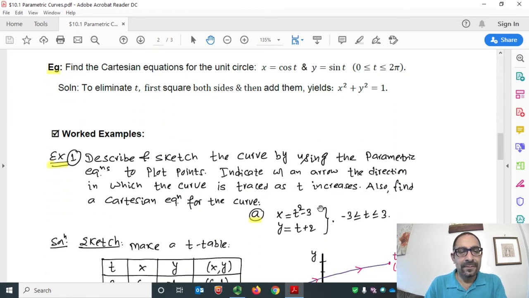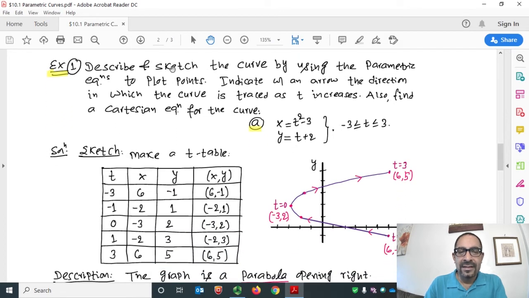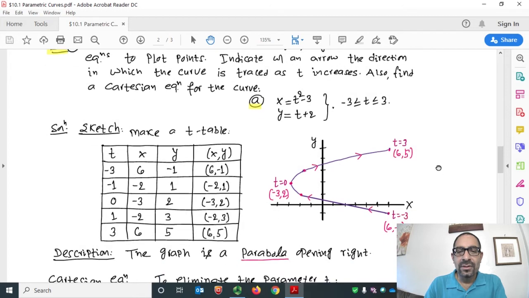Let's do some examples. Example first. Describe and sketch the curve by using the parametric equations to plot points. Indicate with an arrow the direction in which the curve is traced as t increases. Also, find a Cartesian equation for the curve. So the given curve is x equals t squared minus 3 and y equals t plus 2. t lies between -3 and 3. Awesome. Now let's begin the solution.